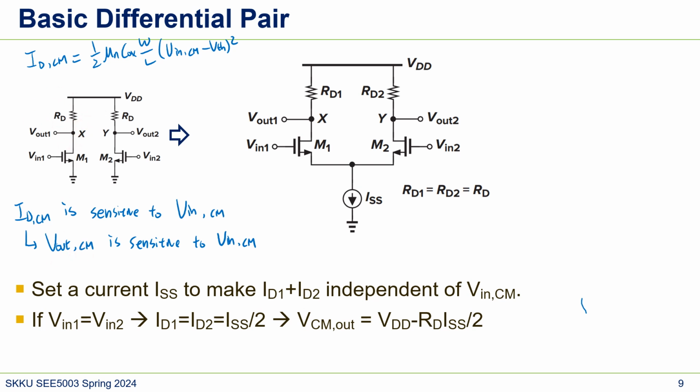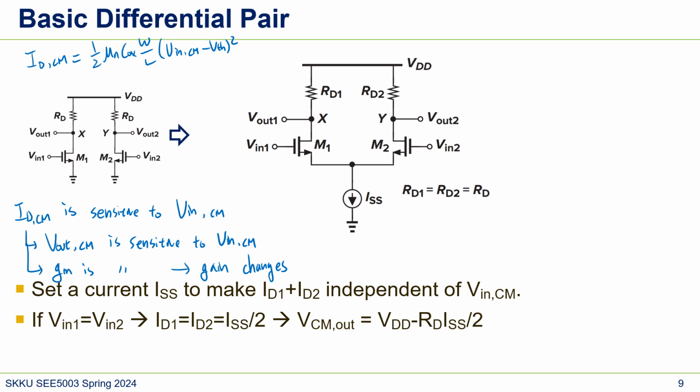And the other problem is that Gm is sensitive to V in Cm. That means the gain changes. That's not good, right? We want the gain to be constant. To do this, the good thing is that ID1 plus ID2 is independent of V in Cm.